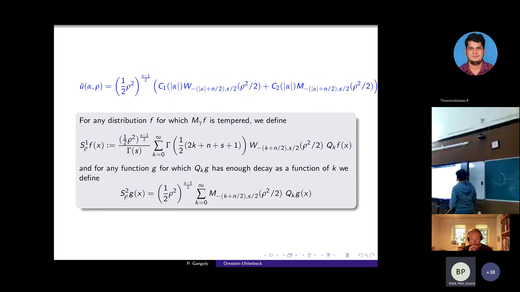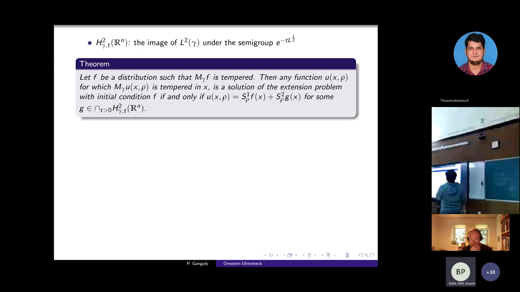So with these two operators, we have our first characterization. It says that if F is a distribution such that M gamma F is tempered, then for any function U(x, rho) such that M gamma U(x, rho) is tempered in x only, U is a solution of the extension problem with initial condition F if and only if U is of this form, S1 rho F plus S2 rho G, for some G coming from this space H2 gamma T. H2 gamma T is basically the image of L2 gamma under the Poisson semigroup with respect to the Ornstein-Uhlenbeck operator. So this is the semigroup e to the power minus T times L to the power half, so that QkG has enough decay, so that this S2 rho G makes sense.